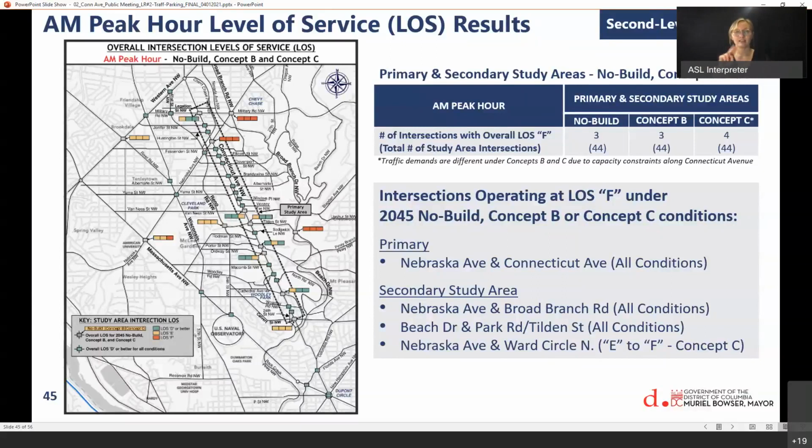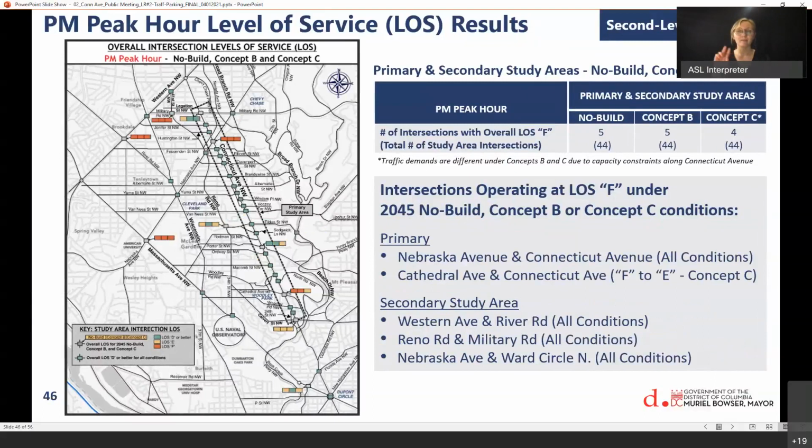Similarly, looking at the PM peak hour, if you can draw your attention to the table, 4 to 5 intersections operate at level of service F within both study areas. The intersections of note are Nebraska Avenue and Connecticut Avenue, and Cathedral Avenue and Connecticut Avenue in the primary study area. Then in the secondary study area, you'd have Western Avenue and River Road, Reno Road, Military Road, and Nebraska and Ward Circle. Next slide, please.